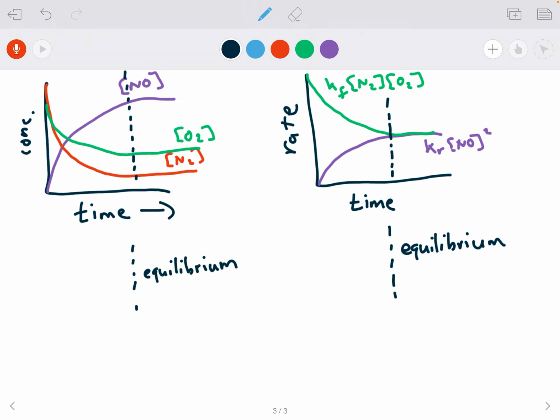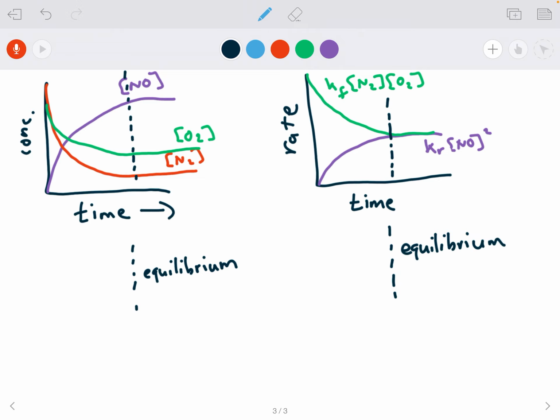Is it possible that you could have the same concentrations at equilibrium? Sure, of course it is. But it's very unlikely that your concentrations would happen to be exactly the same. But your rates have to be. That's what the definition of equilibrium is.